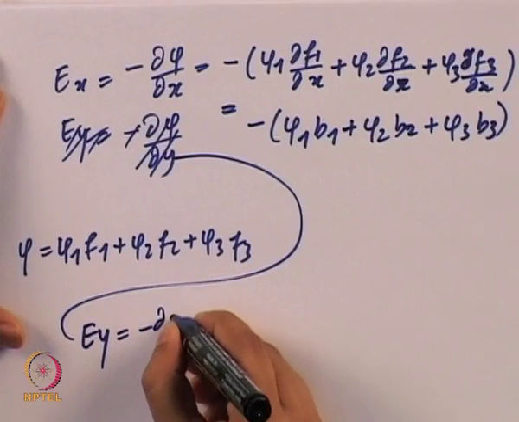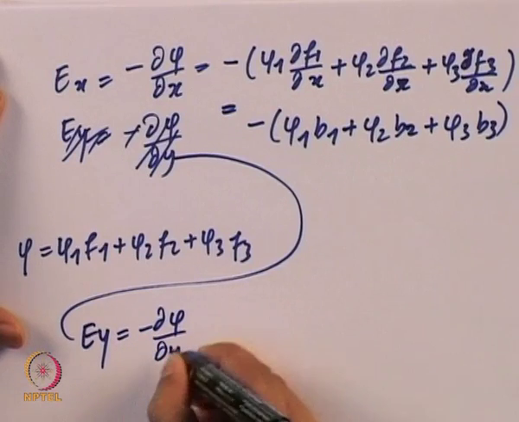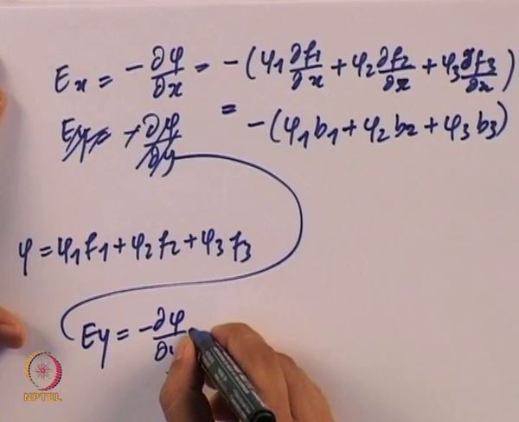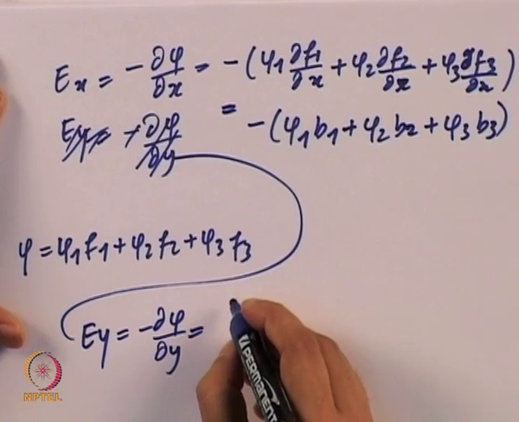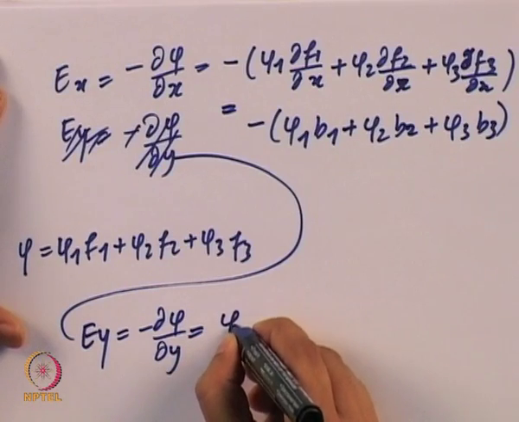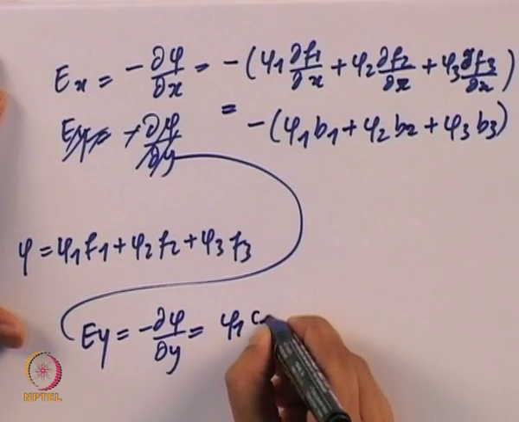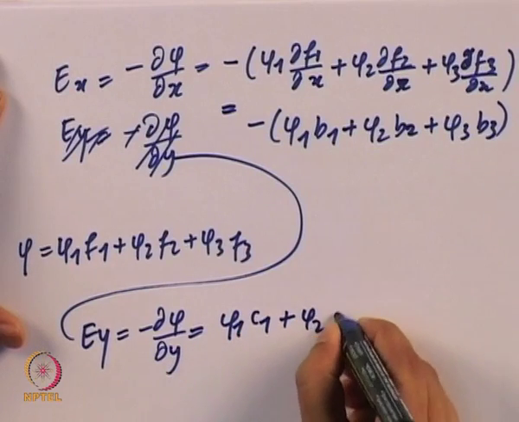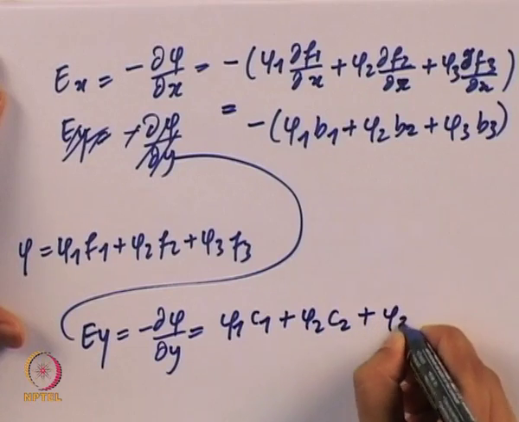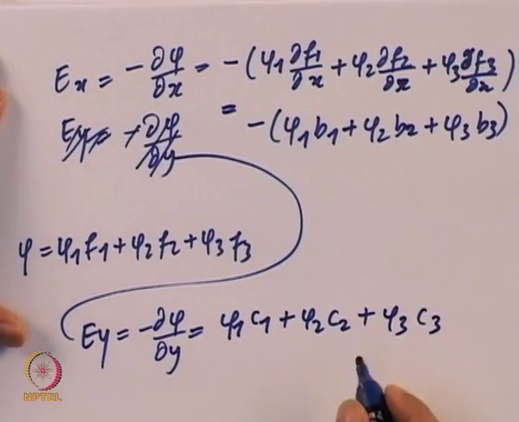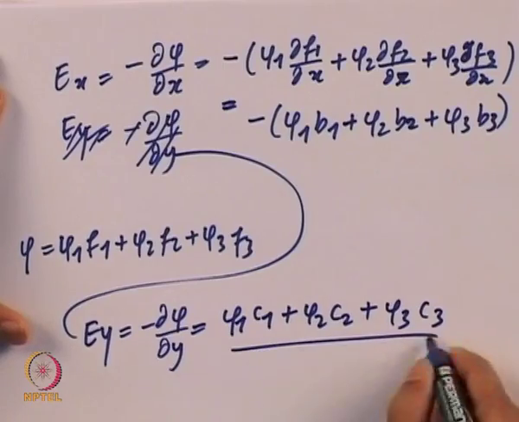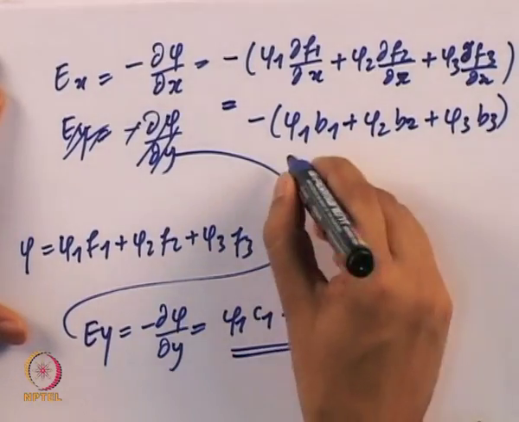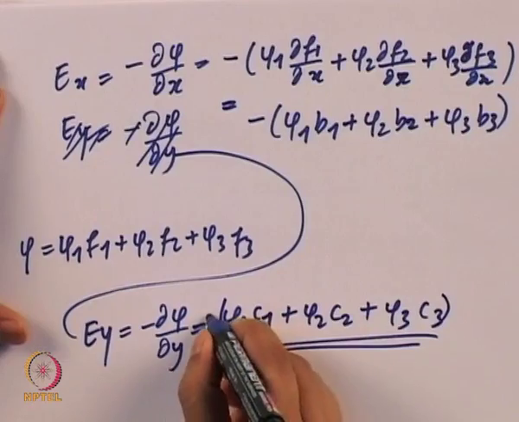I can do the same thing for Ey, which is equal to minus dou phi by dou y, and this is equal to phi 1 C1 plus phi 2 C2 plus phi 3 C3. So this is the value for the electric field, and there will be a minus sign outside.